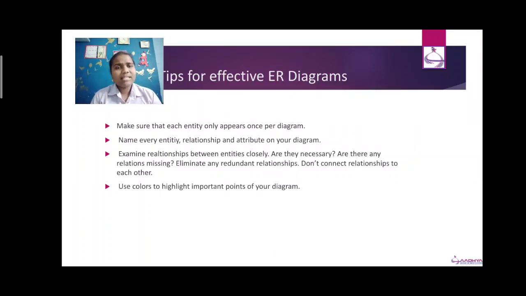And there are tips for drawing an effective entity relationship diagram. Make sure that each entity only appears once per diagram, so there is no repetition of entities. Name every entity, relationship, and attribute on your diagram. Examine relationships between entities closely. Are they necessary? Are there any relations missing? Eliminate any redundant relationships. Don't connect relationships to each other. And the most important thing, use colors to highlight important points of your diagram.